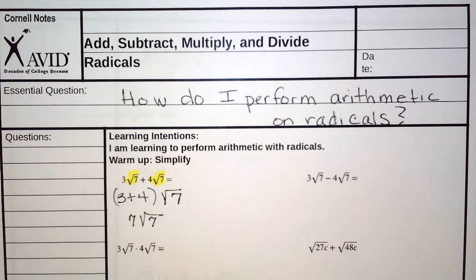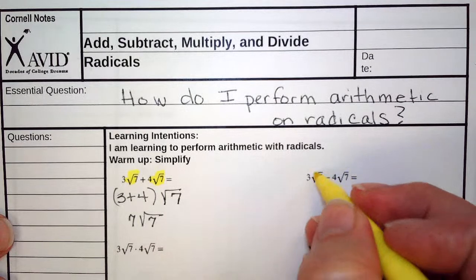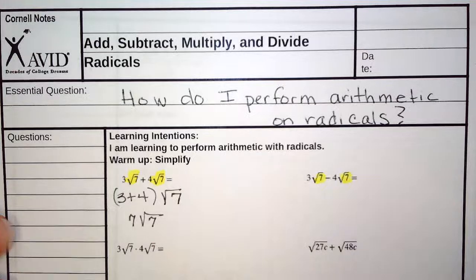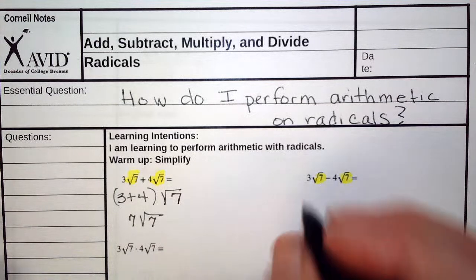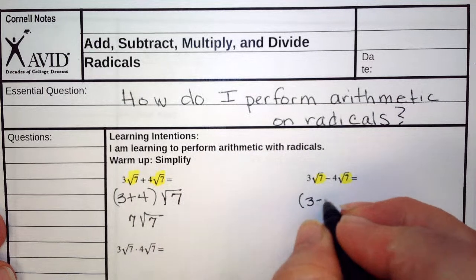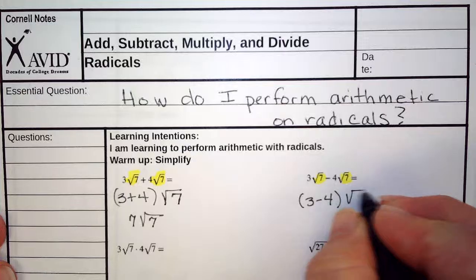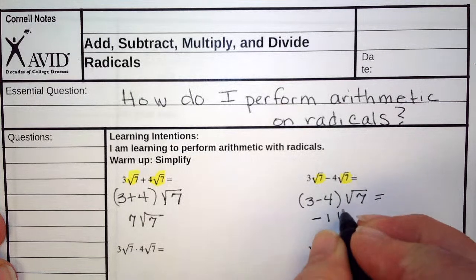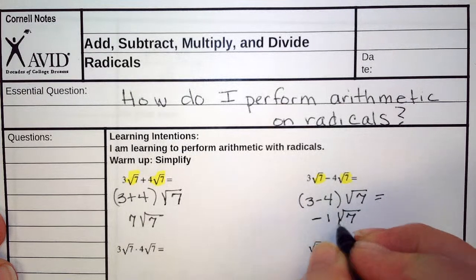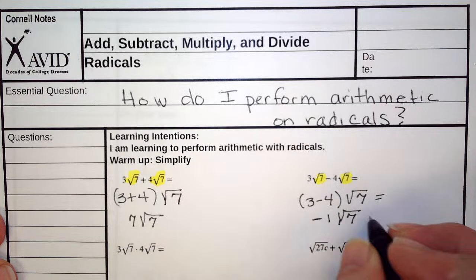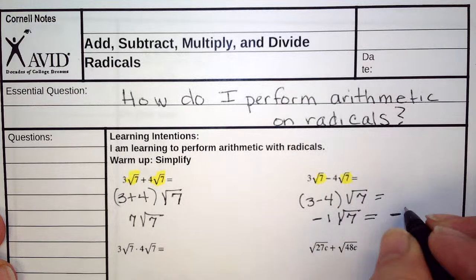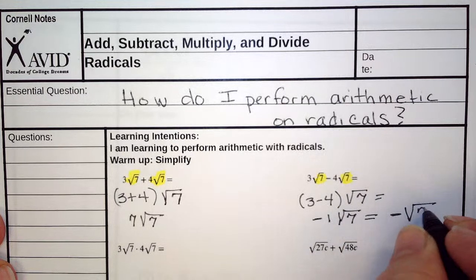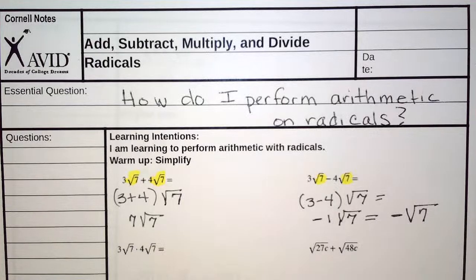Does it make any difference if we're subtracting? No. The radicands are still the same. So we simply take 3 minus 4, square root of 7, which gives me negative 1 square root of 7. Do I need the negative 1? No. This is simply the opposite of the square root of 7, and we're done.